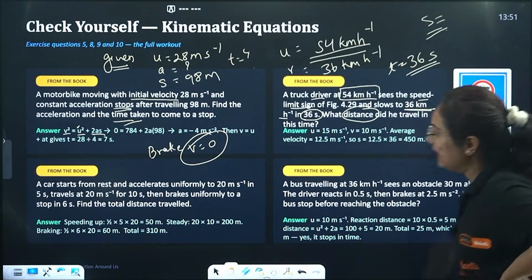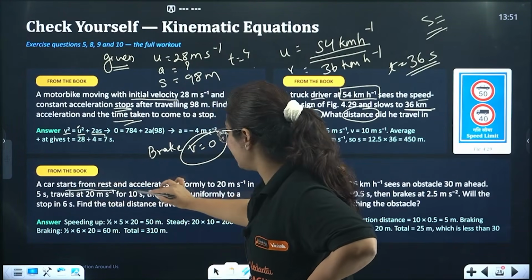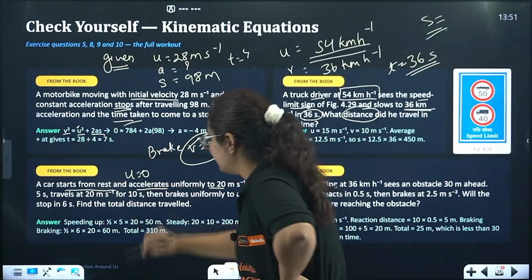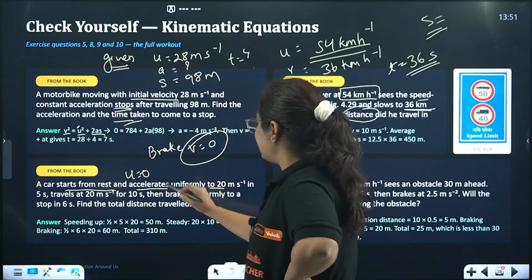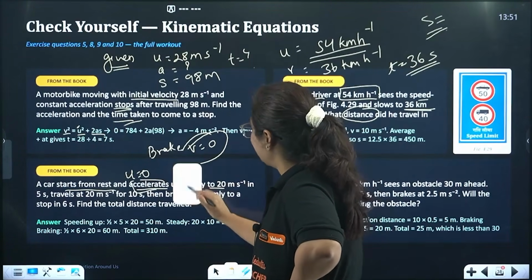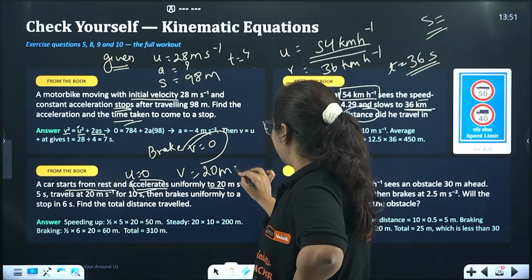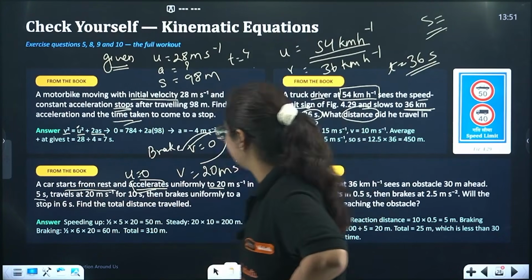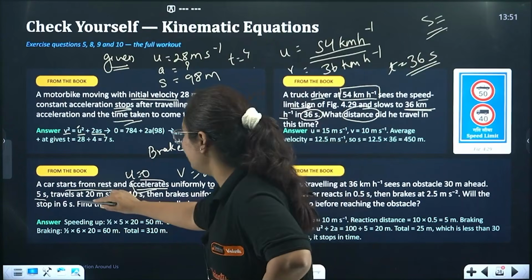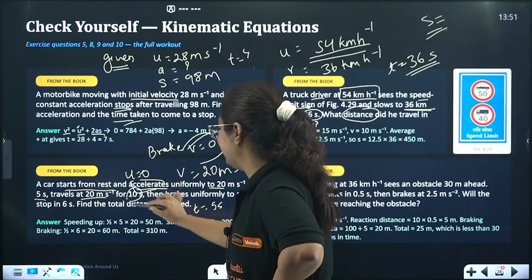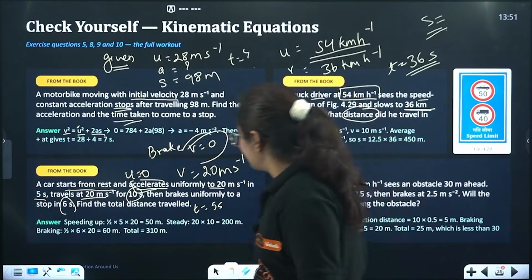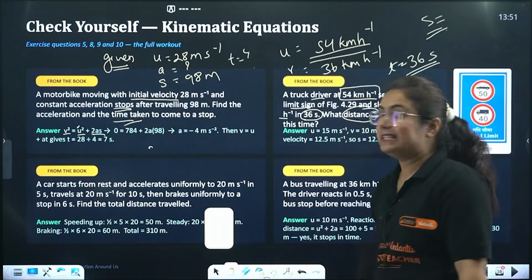Solve it. Okay? Next is, a car starts from rest and accelerates uniformly. So the initial velocity was 0. Right? And accelerates uniformly, that means final velocity is 20 meter per second in 5 seconds. Time is how much, beta? T is also given, that is 5 seconds. Travel at 20 meter per second for 10 seconds, then brake uniformly to stop in 6 seconds. Find the total distance traveled. This we have to understand very nicely.